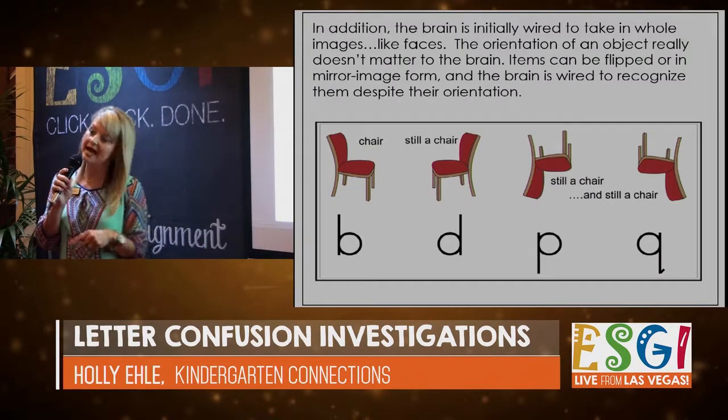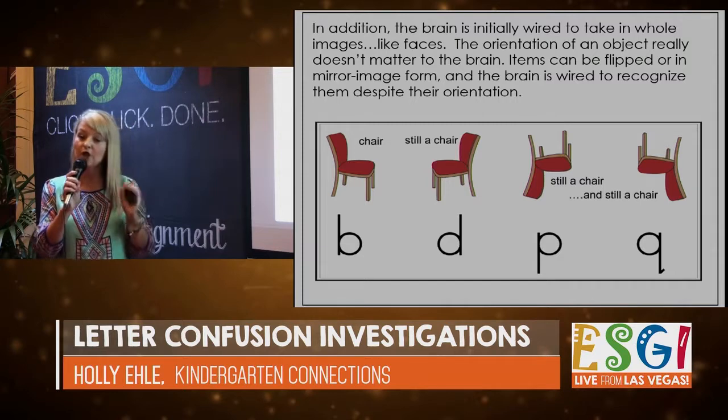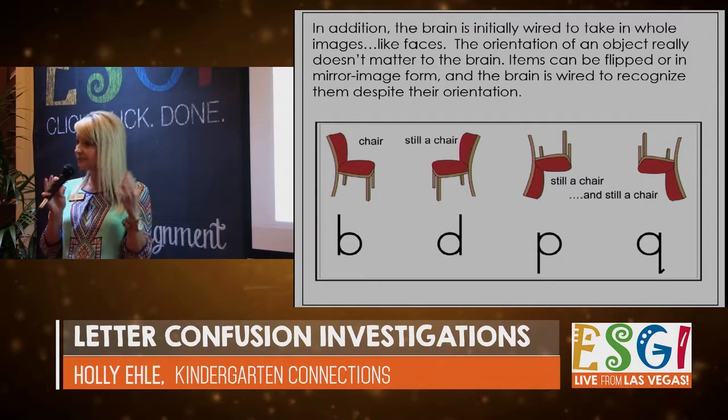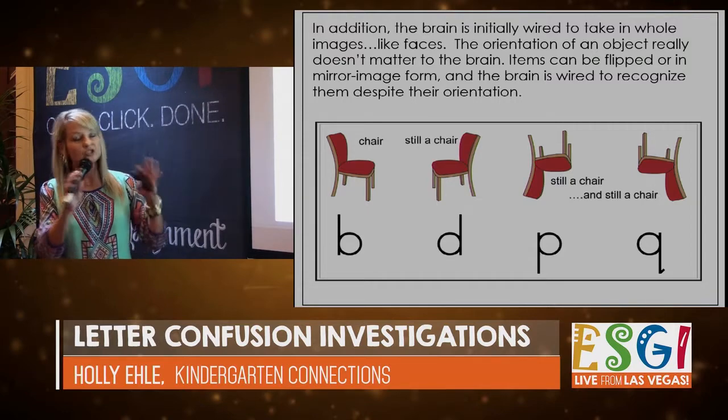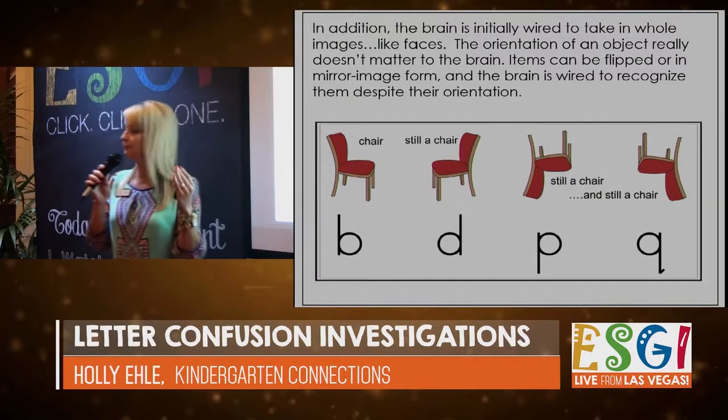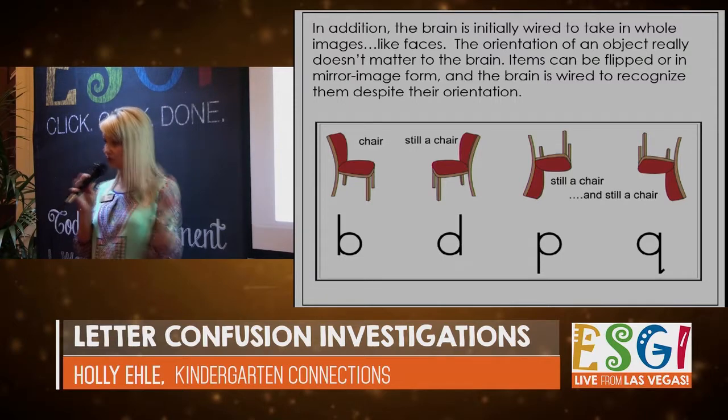On top of that, if that doesn't make it hard enough, we know that the brain is also initially wired, when kids specifically are young, to just take in the whole image of something. So if you think about it, if you look at a cow that's facing right, it's a cow. If you look at a cow that's facing left, it's a cow. It doesn't matter which direction it's in. You can also see in my example here, a chair is a chair, is a chair, is a chair. The brain does not pay attention to the orientation of an object.